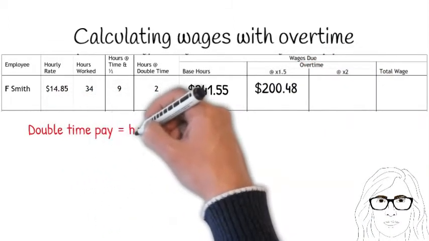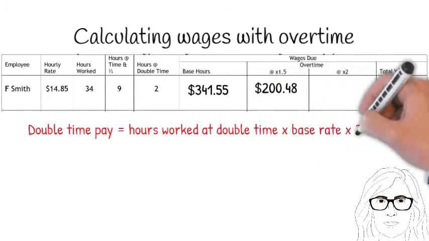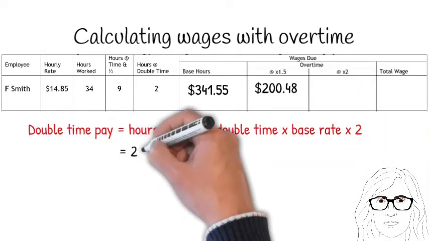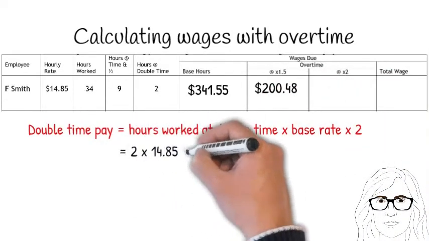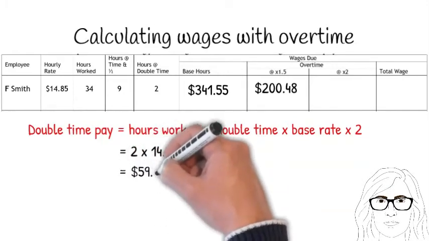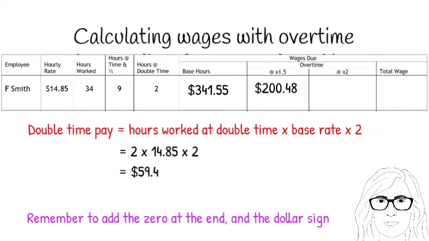Next, we need to calculate the pay due at double time. We're going to take the 2 hours that were worked at double time, multiply by the base rate and multiply by 2 to get the amount of pay due for the double time hours.